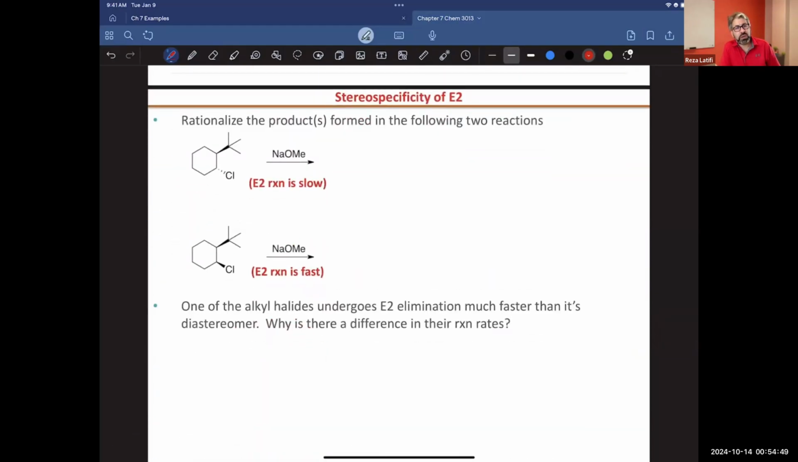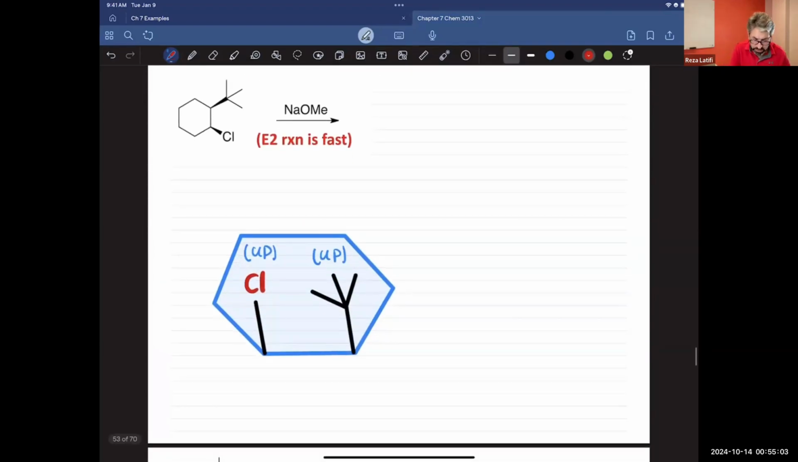Now I have two molecules here that ask why the first reaction is slow while the second one is faster. Let's go through these two, and we're going to finish the lecture. The first one will be cis. I have two groups that are pointing in the same direction, and this is the alpha carbon. That one is the beta carbon.